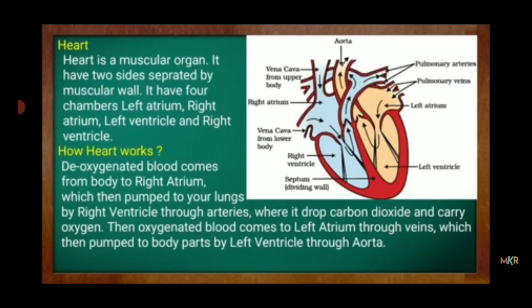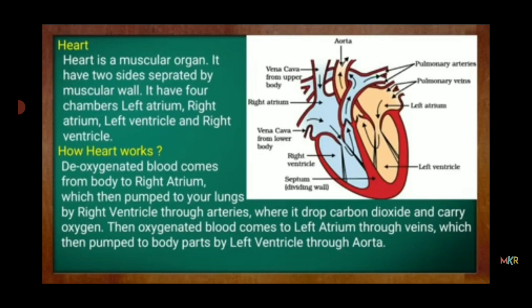Heart is having two types of blood, that is oxygenated blood and deoxygenated blood. Deoxygenated blood comes from various parts of the body, and where does it come? It comes to the right atrium. From the right atrium, it goes to the right ventricle. And from the right ventricle, it is pumped to the lungs.